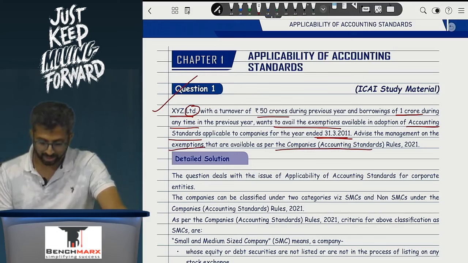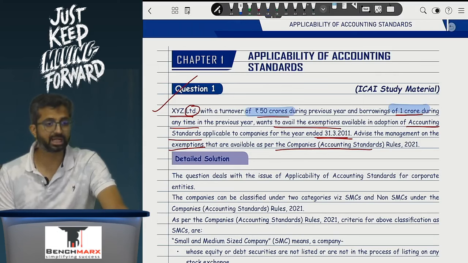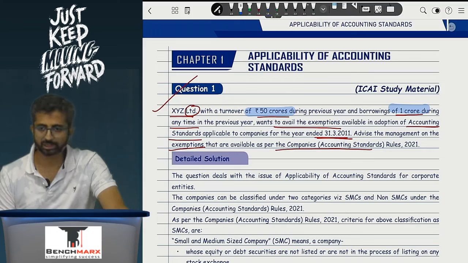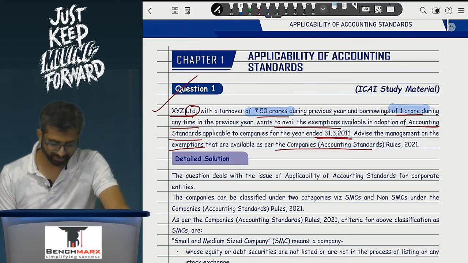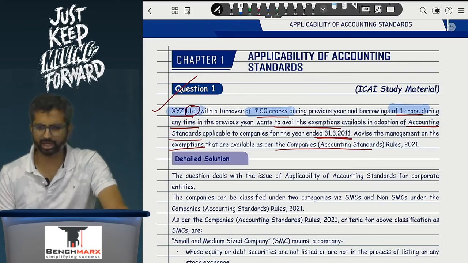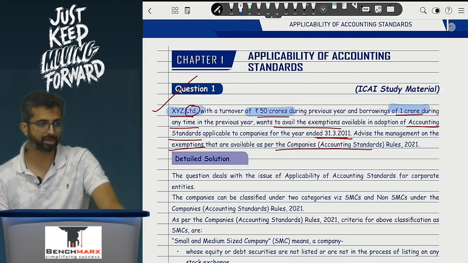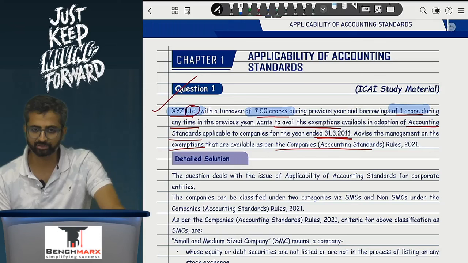So what do you guys think? What is the turnover over here? 50 crores. Is that less than the limit? What is the borrowings here? Is it less than the limit? By the way, what are the limits here? 250 and 50. Both of these are lower, and as a result, can XYZ be classified as an SMC? And if XYZ is classified as an SMC, it will get exemption, either full or partial, from specified accounting standards. Are we clear with this?